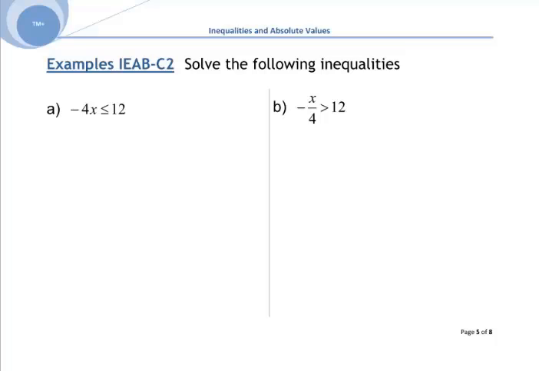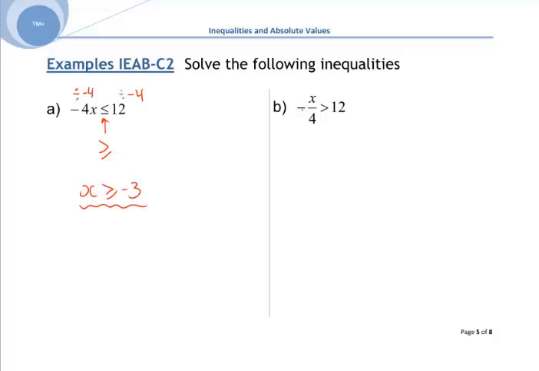Next, first one is negative 4x is less than or equal to 12. Now that x is being multiplied by negative 4, so we're going to divide by negative 4. Now because we're dividing by a negative, that inequality sign has to change direction. So it becomes greater than or equal to. So now I have x is greater than or equal to 12 divided by negative 4, which is negative 3.